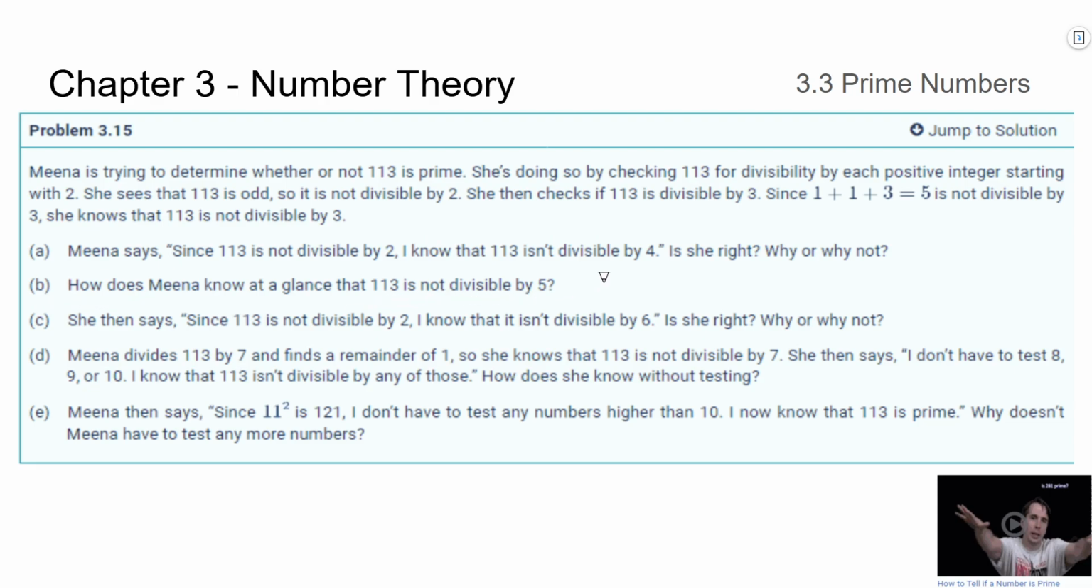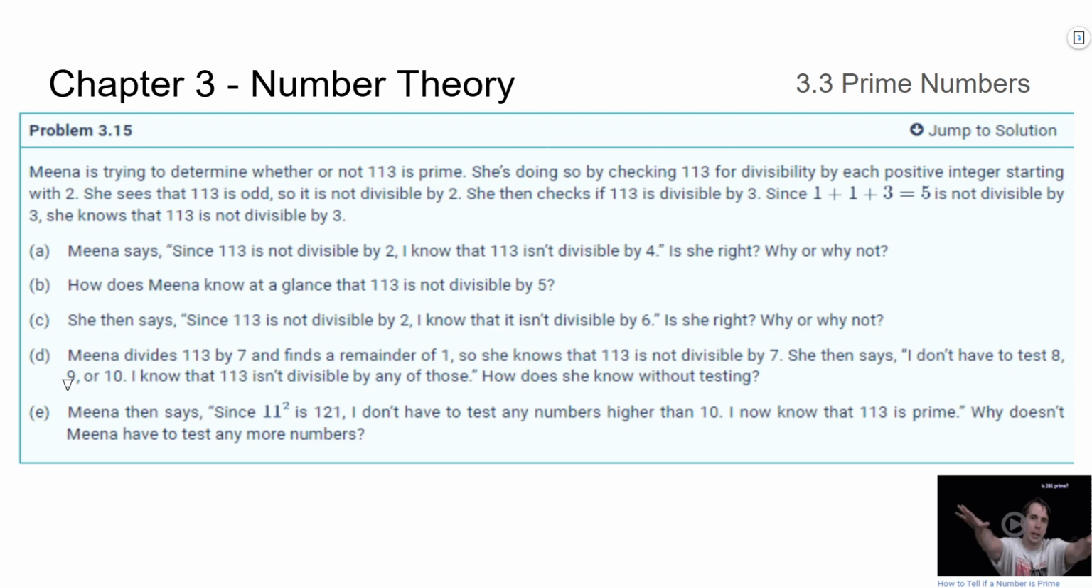Okay, so B, how does Mina know at a glance that 113 is not divisible by 5? That's a pretty simple one, right? It doesn't end in a 5 or 0, so it's not divisible by 5. She then says, since 113 is not divisible by 2, I know that it is not divisible by 6. Well, same thing as A. We know all multiples of 6 will also be multiples of 2. So 6, 12, 18, 24, those are all multiples of 2. So if it's not a multiple of 2, then it's also not going to be divisible by 6.